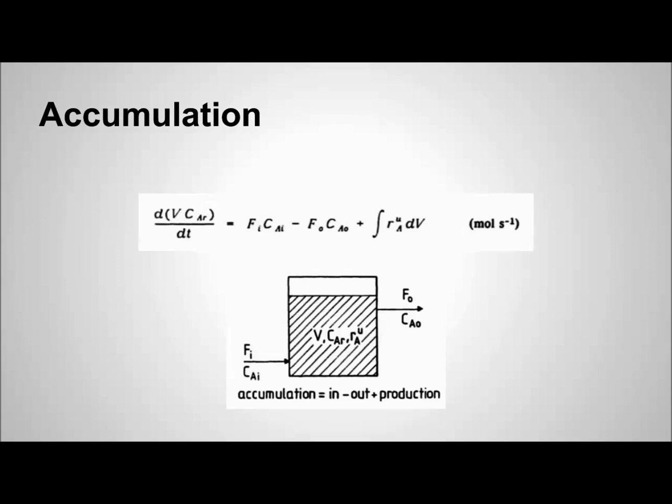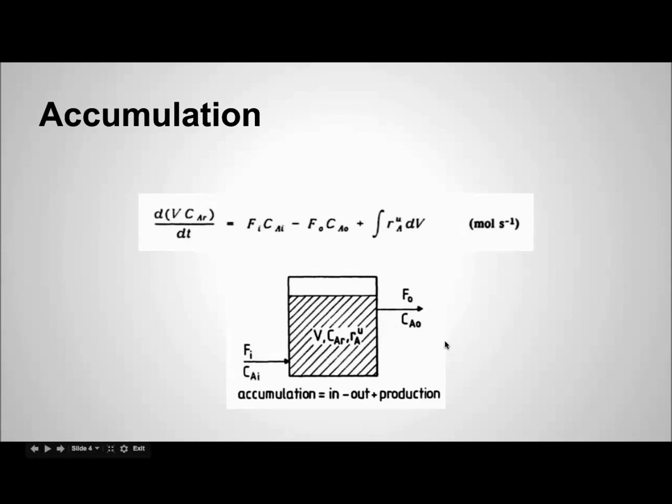And so here I'm looking at the accumulation, and accumulation is just roughly defined as the inlet minus the outlet plus the production inside the bioreactor. So this is just a formula describing all that. You've got the flow, the concentration of the media entering, the flow out, the concentration exiting, and then just the rate times the volume.